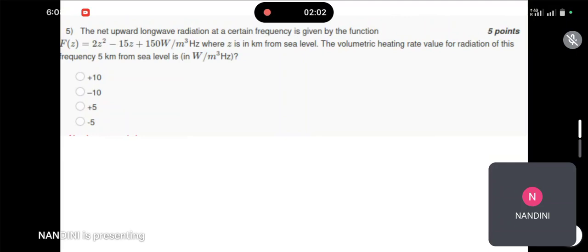The question: it is given that the net upward long-wave radiation at a certain frequency is given by the function F of z is equal to 2z square minus 15z.